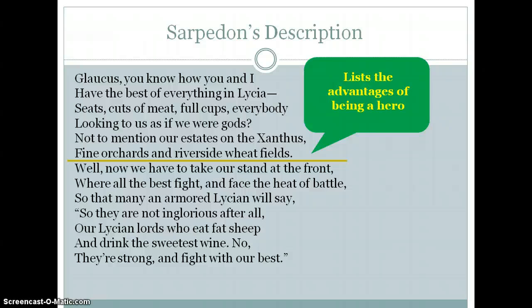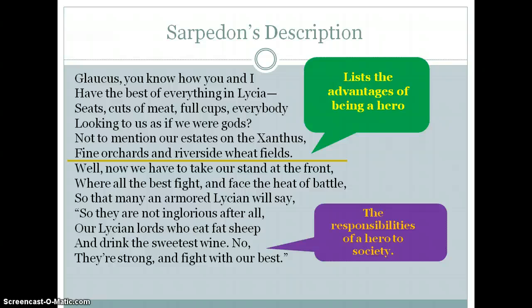They are the top of society. They've got the money and the fame. They're like the celebrities of Greek society. But this comes at a cost. Because they get these, they are responsible for protecting the people. They have to stand on the front lines, and they have to fight like heroes in order to earn the things that they are accustomed to having.